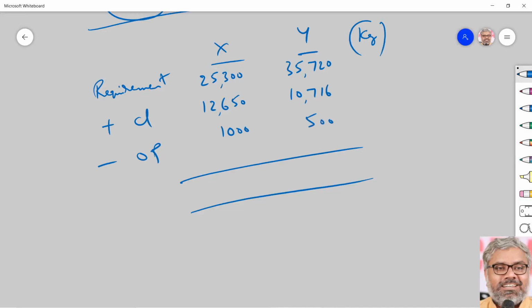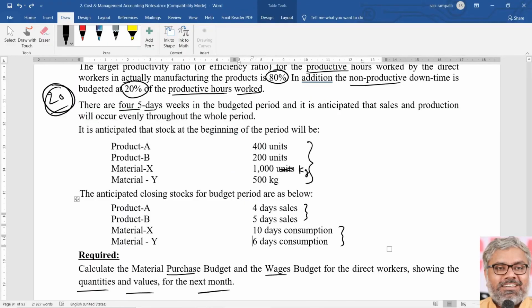So these are once known, we can find out how much of the quantity to be purchased of material X and Y. Do the math. 25,300 plus 12,650 minus 1,000, that comes to 36,950 kgs of material X would be required, and same way material Y, 35,720 plus 10,716 minus 500, so 45,936 kgs of material Y would be required. That is purchases in quantity.